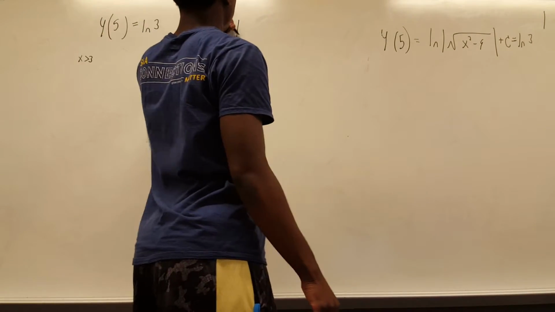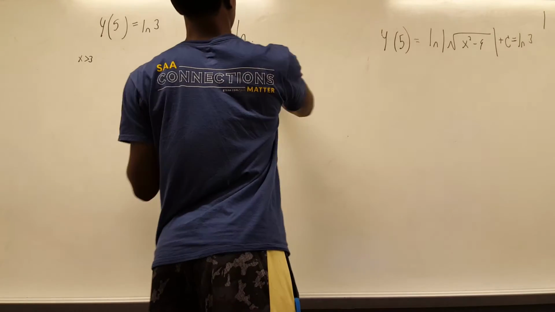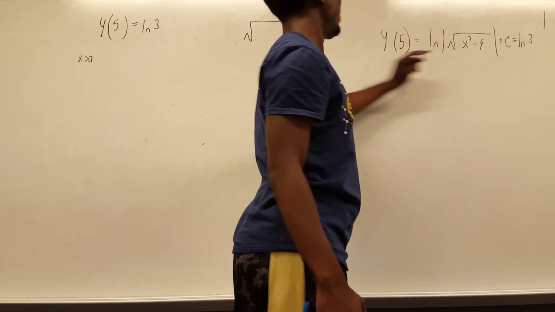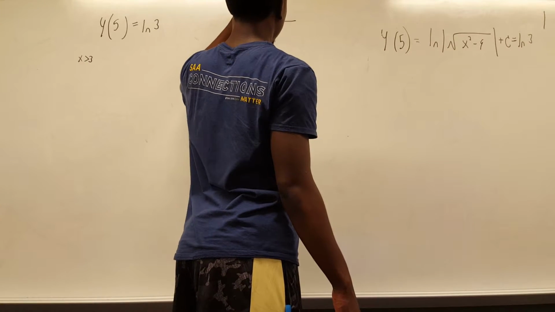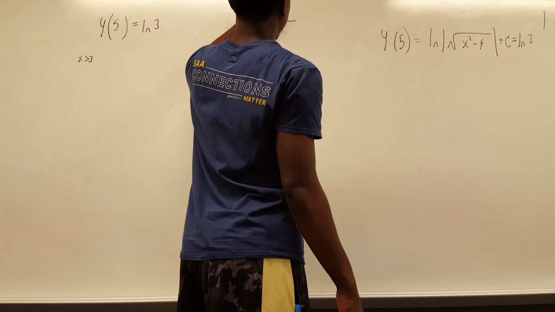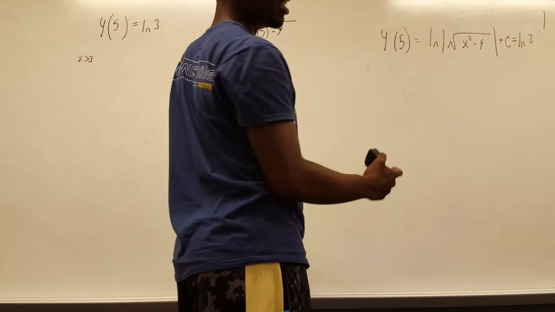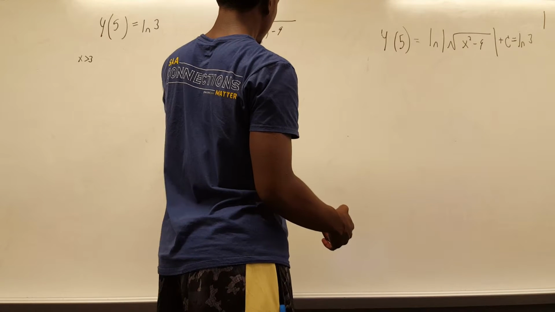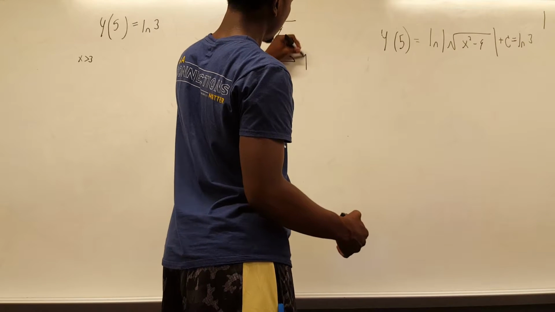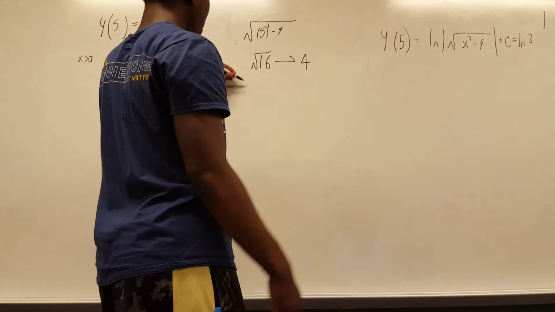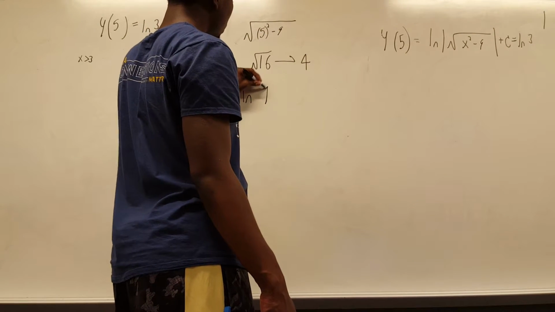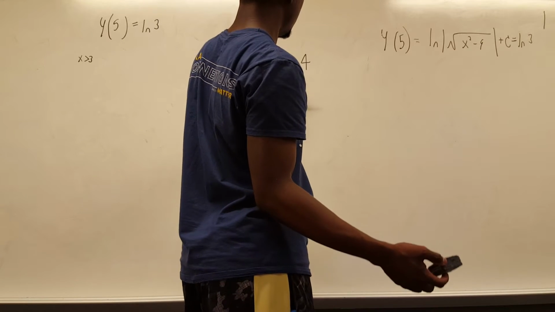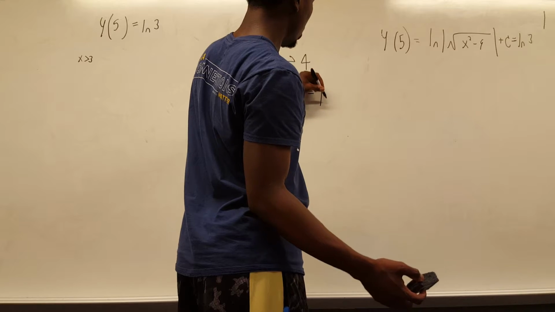Let's take a step back. For the square root of x squared minus 9, we're going to plug in 5 for x. It's going to basically be 5 squared minus 9. 5 squared is 25, and 25 subtracted by 9 is 16. So we're looking at the square root of 16, which is going to give us 4. Now that we've simplified it, we can write the natural log of 4 plus some unknown constant, C, is equal to the natural log of 3.